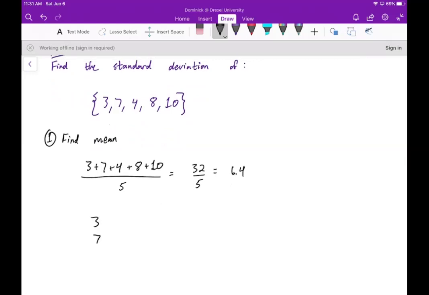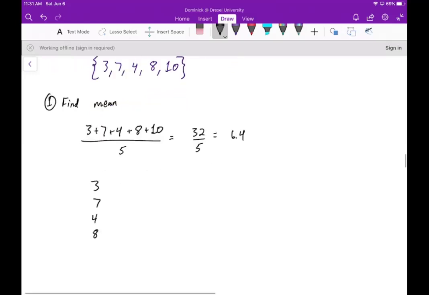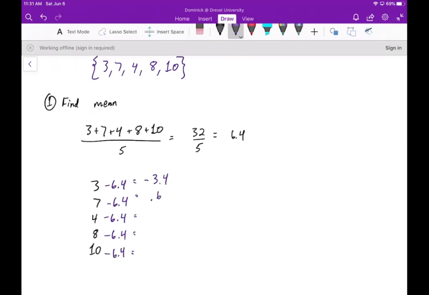So if I look at 3, 7, 4, 8, and 10, how far is each of these away from 6.4? Well, 3 minus 6.4 would be negative 3.4. 7 minus 6.4 would be 0.6. 4 minus 6.4 would be negative 2.4. 8 minus 6.4 would be 1.6. And then 10 minus 6.4 would give me 3.6. So now these are all of my deviations from the mean.